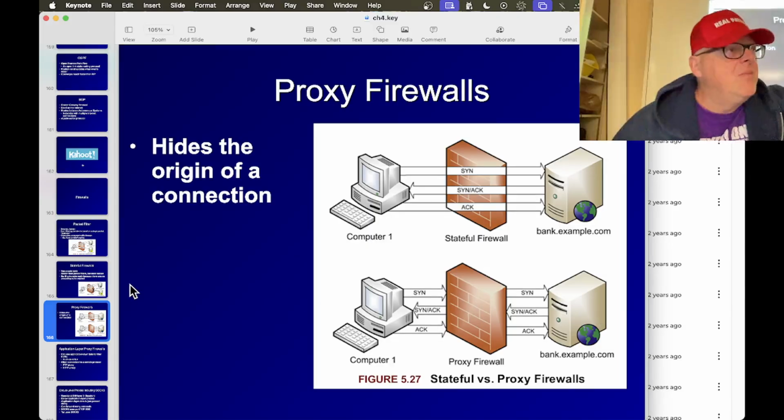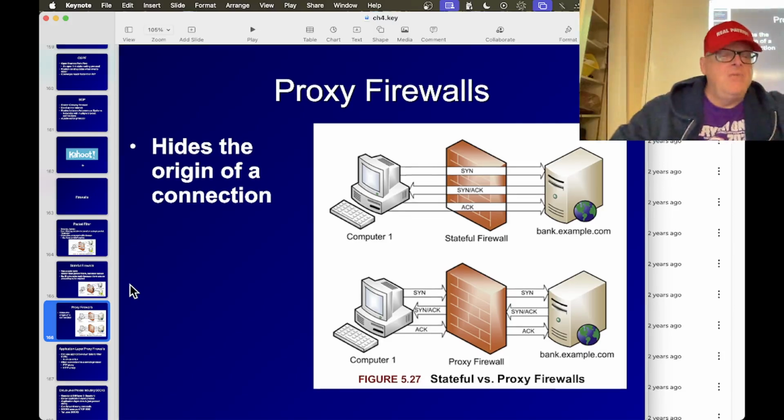Exactly, games, video games. What's that? Yeah, block games, yeah. Yeah, block whatever you don't like.